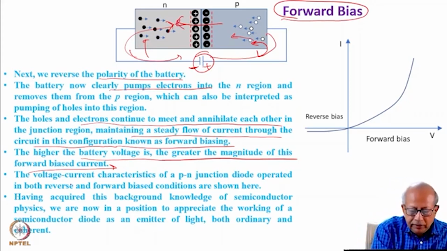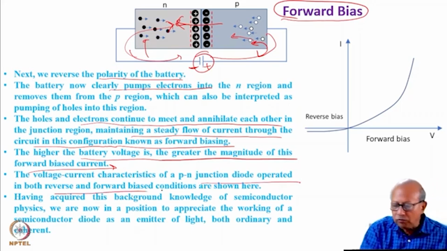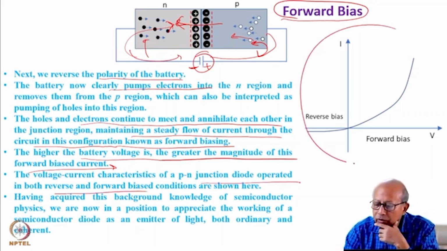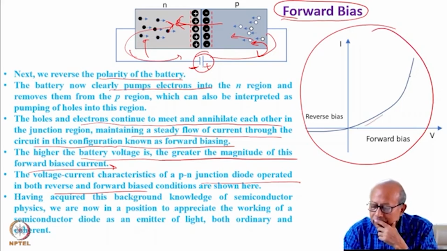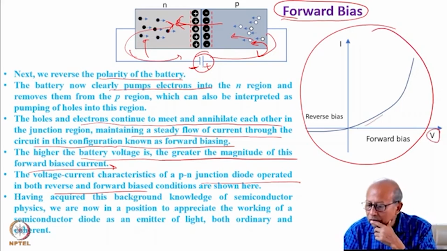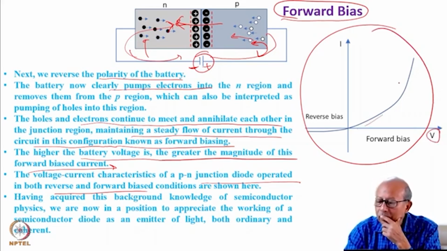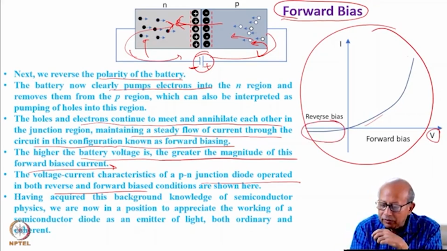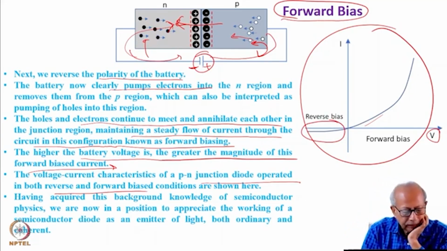The voltage-current characteristics of a PN junction diode operated in both reverse and forward bias condition is shown here. This is forward bias, so the current is increasing with voltage. As we increase the voltage, current will continue to rise. And this is the reverse bias current. The origin of this I just explained.